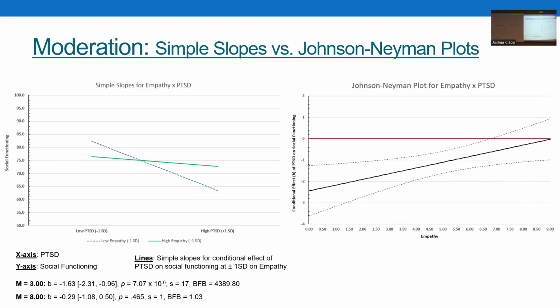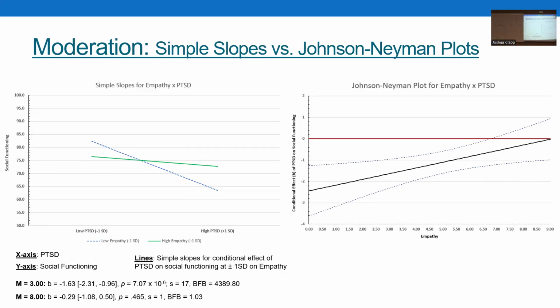Here's what we get for our Johnson-Neyman plot for empathy. What we're seeing here on the x-axis is empathy. Empathy is our moderator here, starting at low levels and going to high levels on a 0 to 9 scale. And on the y-axis, this is your conditional effect. This is the coefficient for PTSD across the range of your moderator.